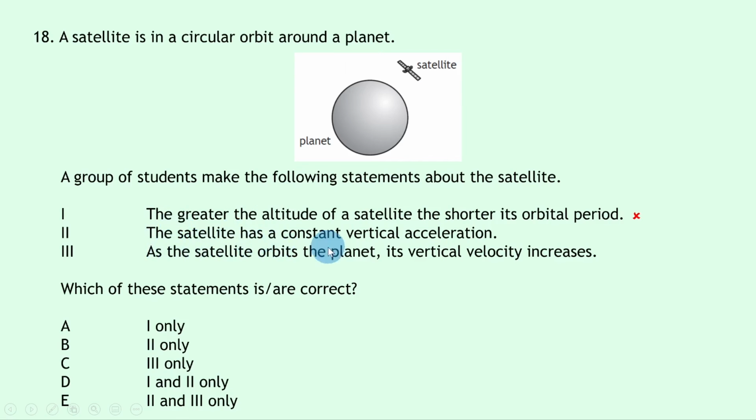For statement 2, the satellite has a constant vertical acceleration. That is true because that is true of any projectile, and remember satellites are projectiles with a constant horizontal velocity and a constant vertical acceleration. And lastly, as the satellite orbits the planet, its vertical velocity increases. Well, that's going to be false because we've just said that the vertical acceleration is constant, so we can't have that the vertical velocity increases because that would suggest an acceleration that wasn't constant. So we have that it's statement 2 that is the only correct one here, which means our answer is B.